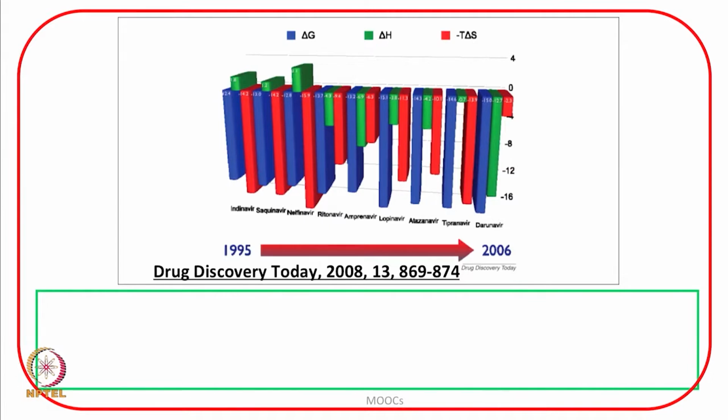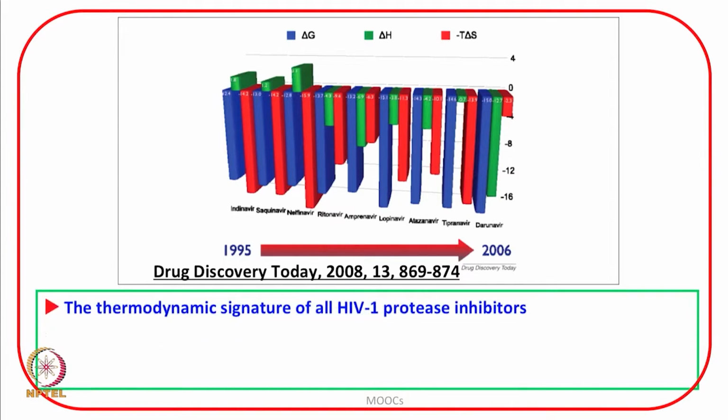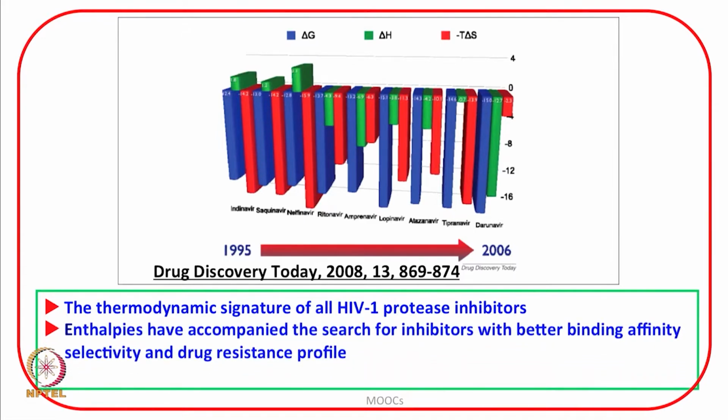Now, this figure, which represents the thermodynamic signature of all HIV-1 protease inhibitors, suggests that enthalpies have accompanied the search for inhibitors with better binding affinity, selectivity and drug resistance profile. In the pharmaceutical industry, we are not only concerned about the binding affinity, but the selectivity and the drug resistance profile also.